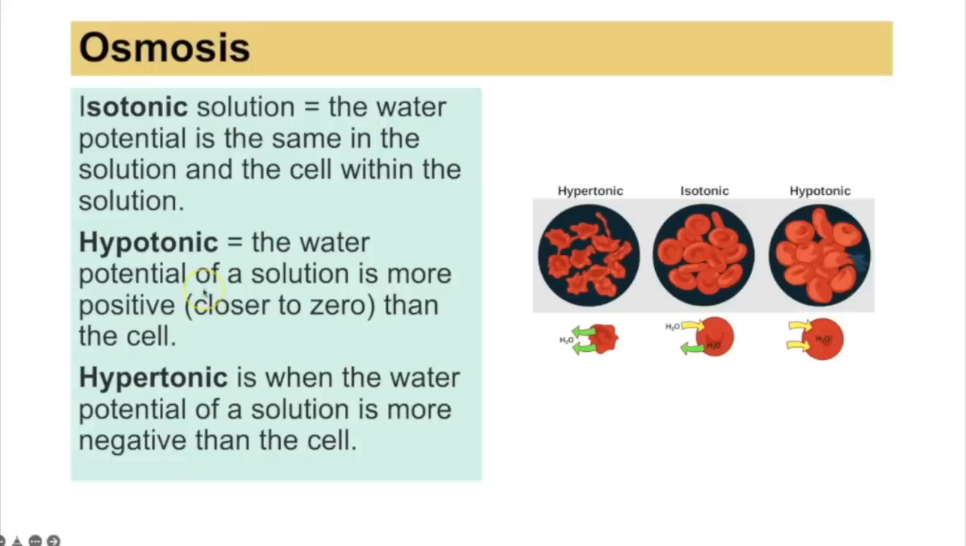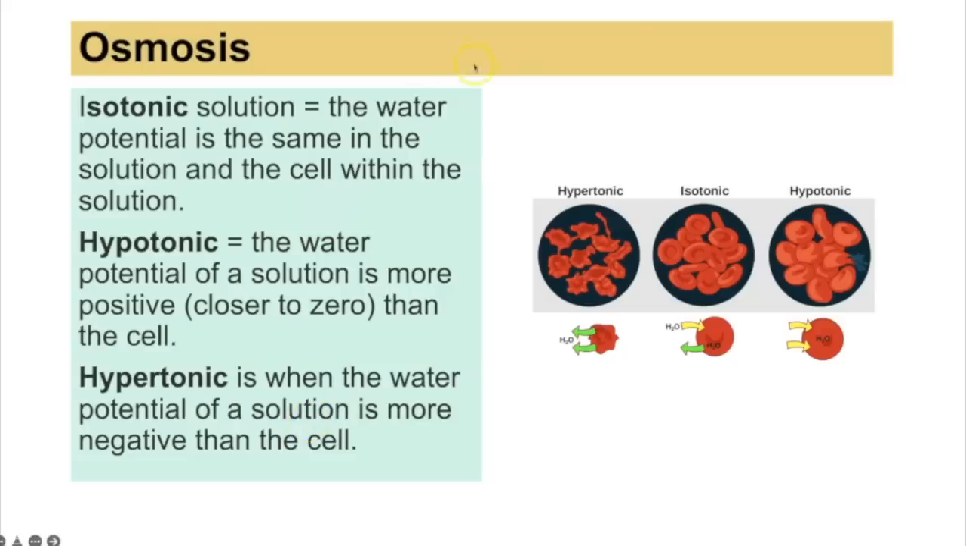Now, 3 key terms that you need to know linked to osmosis are isotonic, hypotonic, and hypertonic. An isotonic solution is when the water potential is the same in the solution and the cell. Hypotonic is when the water potential of the solution is more positive, so closer to 0 or closer to pure water compared to the cell. Hypertonic is when the water potential of the solution is more negative than the cell, so there'd be more solutes dissolved in it.